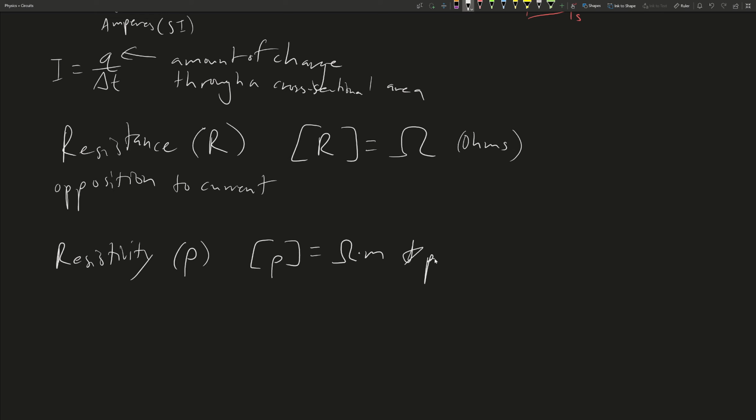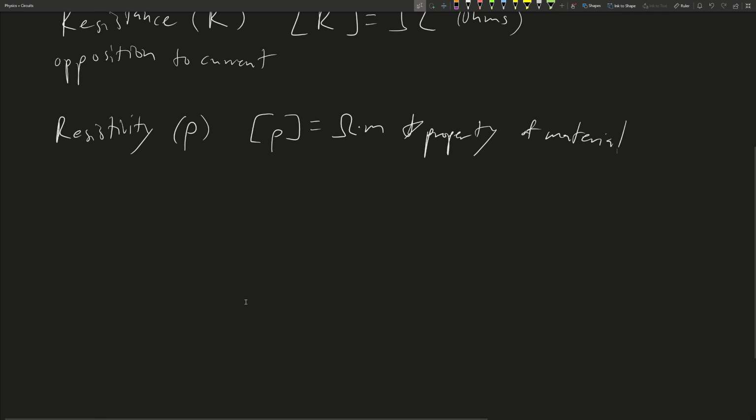And this is a property of material. So this is independent of the size and shape of a material. It is a property related to the material itself. So, for example, copper will have a certain resistivity, or aluminum will have a certain resistivity, independent of what size or shape it is. But depending on the size, a block of copper will have a certain resistance, whereas another block of copper that's a different shape can have a different resistance.